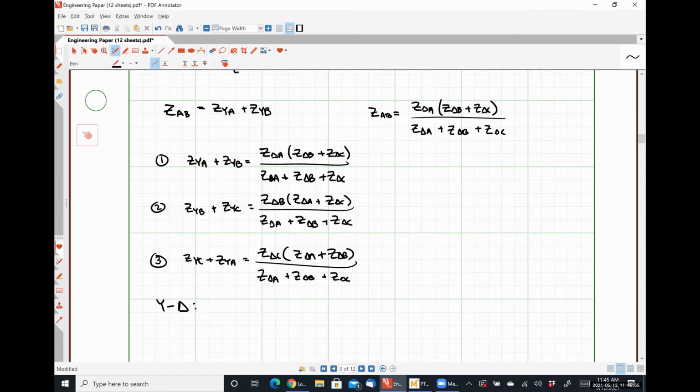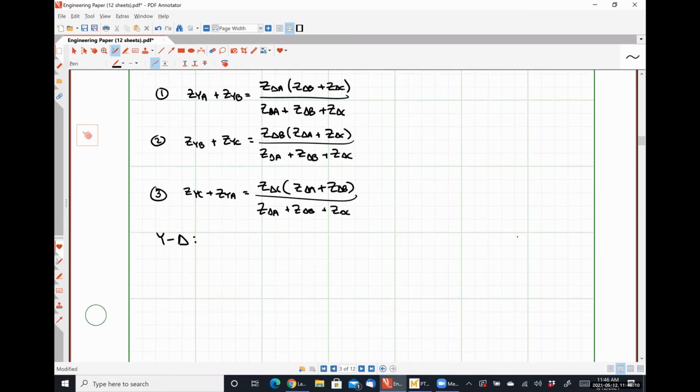I can do a Y delta transformation by solving for Z delta A, delta B, and delta C in terms of ZYA, ZYB, and ZYC, which gives me the following relationships. Z delta A is equal to ZYA ZYB plus ZYB ZYC plus ZYC ZYA, all divided by ZYA.